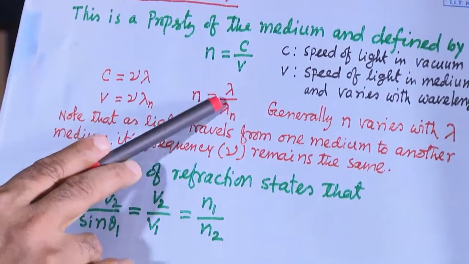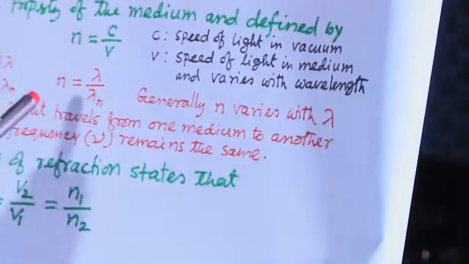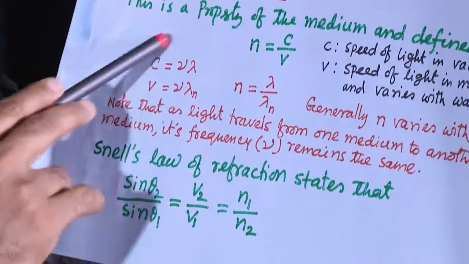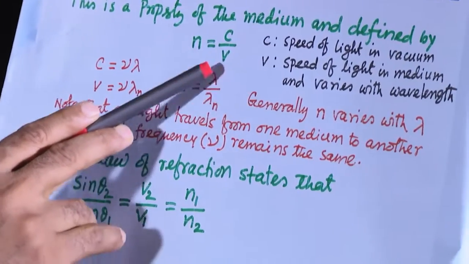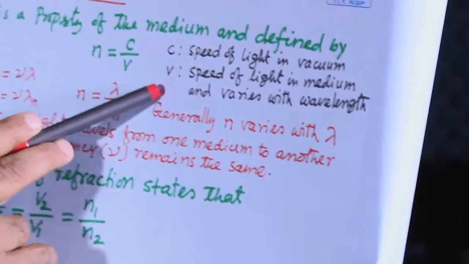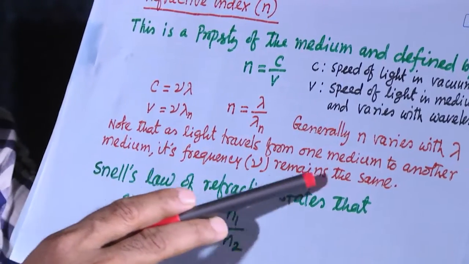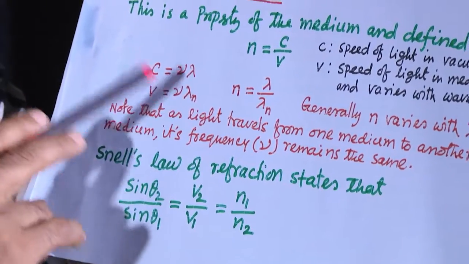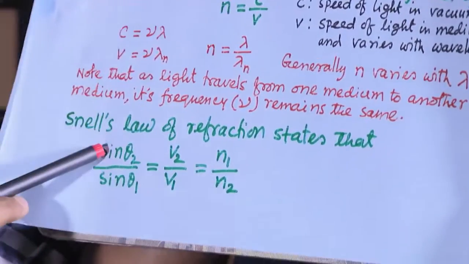So this relation has come basically from c, the velocity, equal to frequency into wavelength. Using this relation one can get the refractive index equal to the ratio of the wavelength in vacuum and in the medium. When light travels from one medium to another medium, its frequency generally does not remain the same, only its wavelength changes. So that is why we have used this relation.